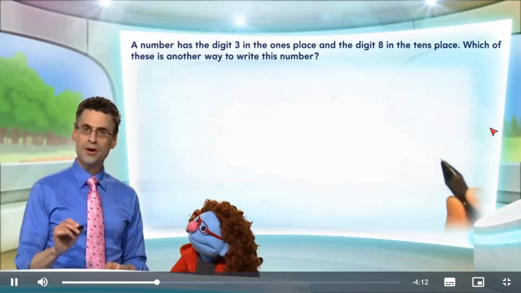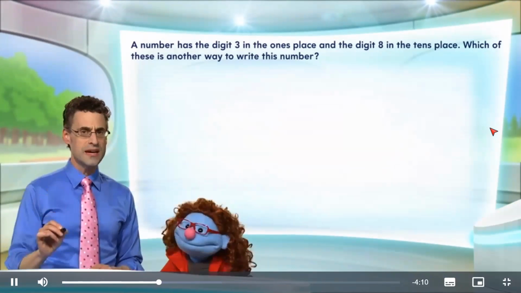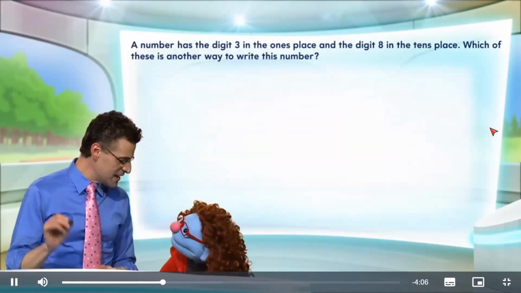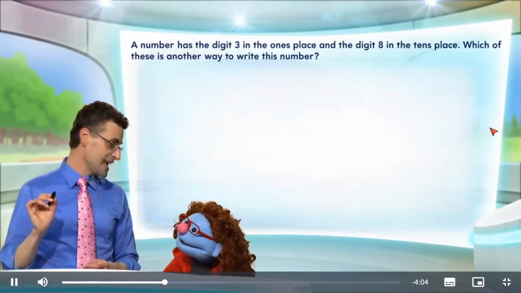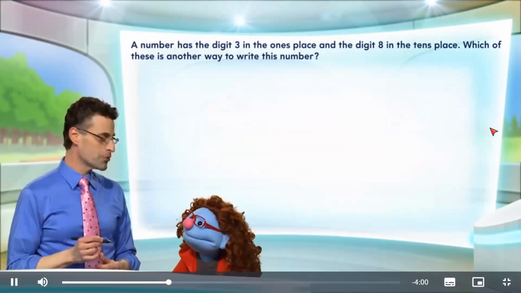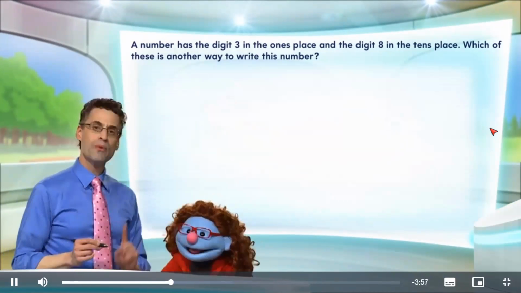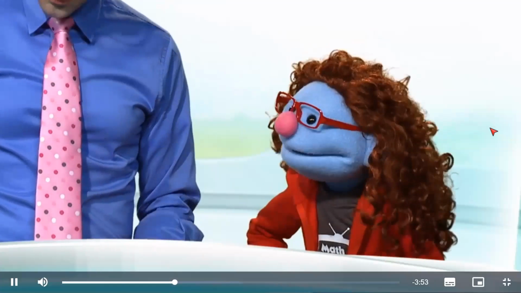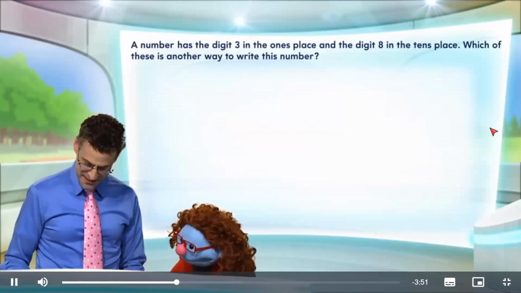A number has the digit 3 in the ones place and the digit 8 in the tens place. And now I'm going to give you 3 different choices, and we have to figure out which one is the correct one. Are you ready to see our first contestant? Yes, please. Okay, here's our first contestant.